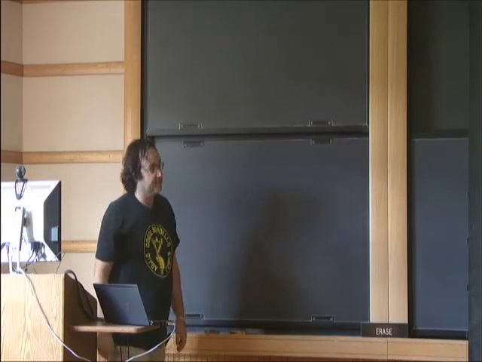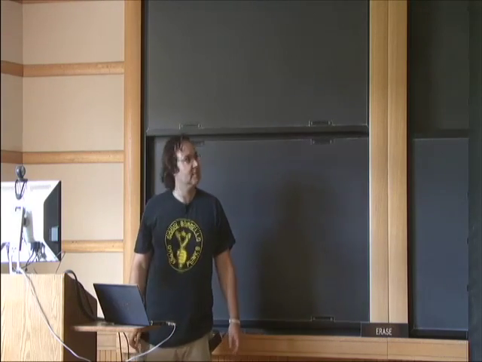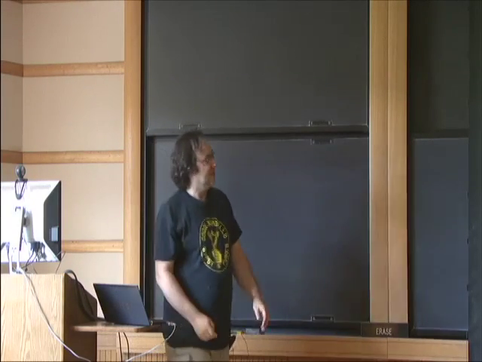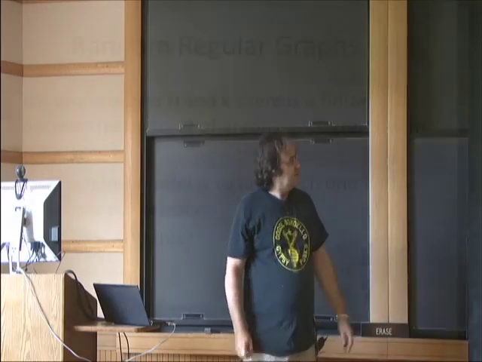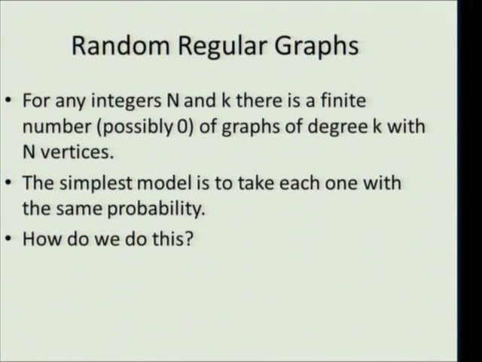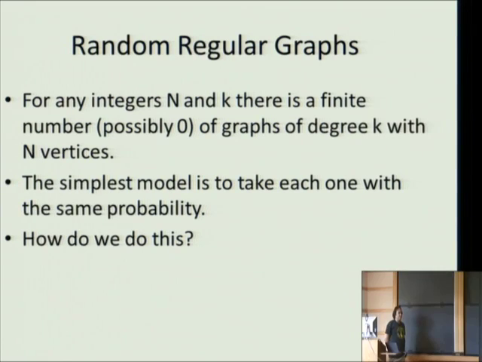random regular graphs. As you can guess, for any finite integer n, there is a finite number of graphs which are k-regular. Therefore, there's an obvious probability distribution on them: just pick each graph with equal probability. The question is, how do we do this? This was first figured out, I guess, by Bollobás.